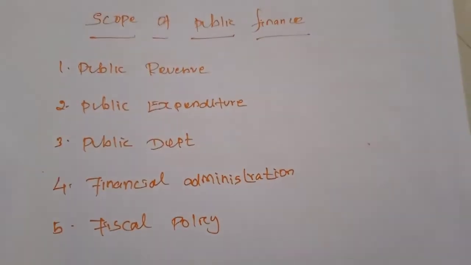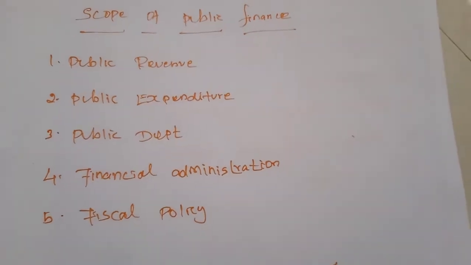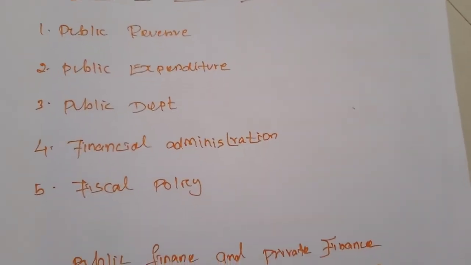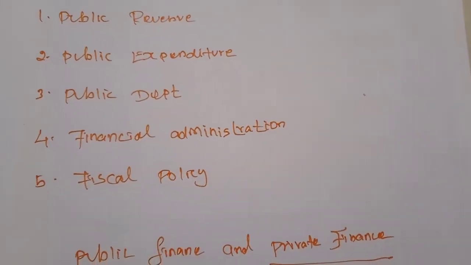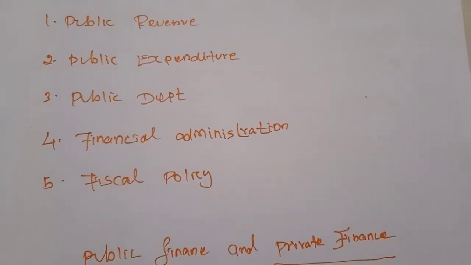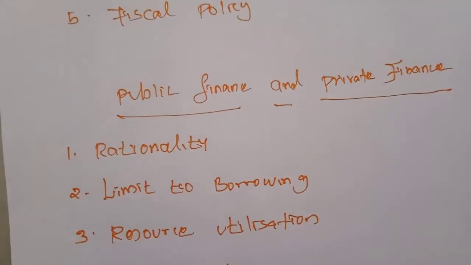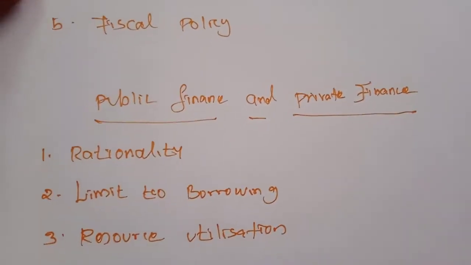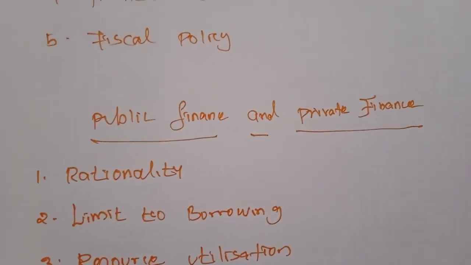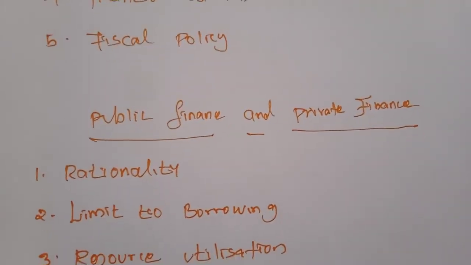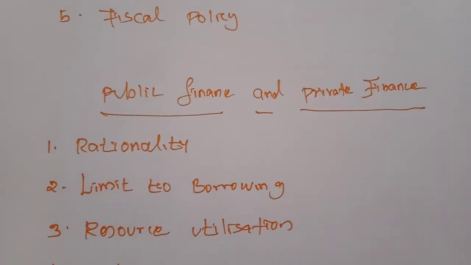The scope and subject matters are: first, public revenue, public expenditures, public debt, financial administration and fiscal policies. Next, public finance and private finance. What are the relations and what are the variations between public finance and private finance?